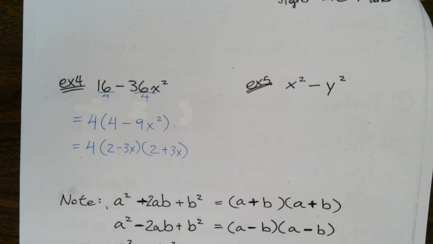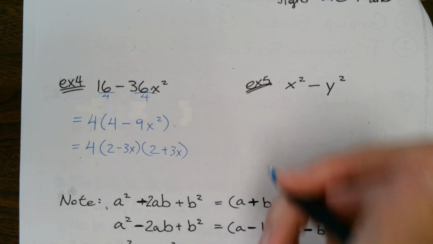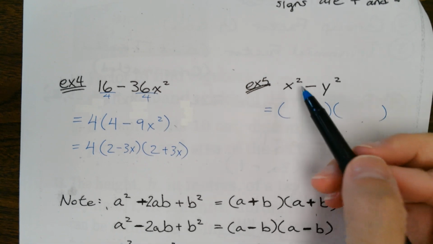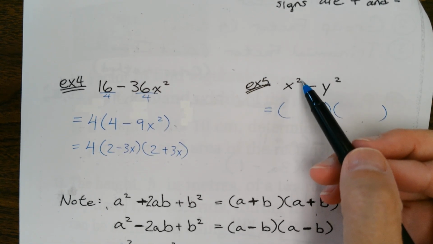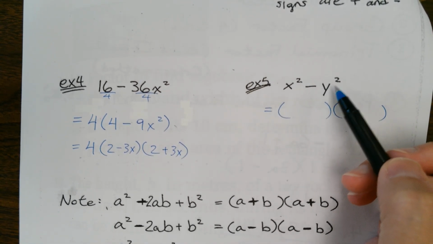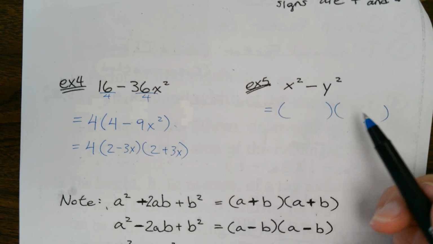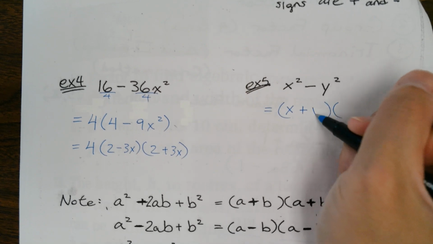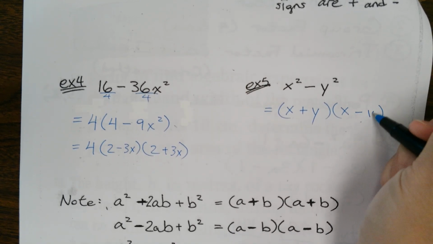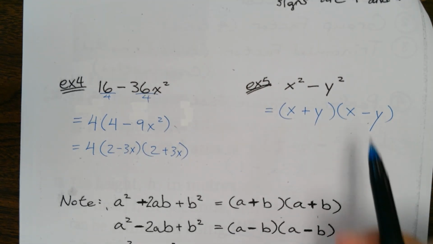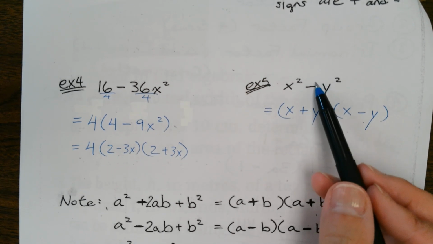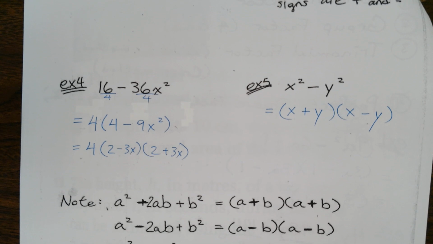Okay. Last example. No numbers. x squared is still a perfect square because it's x times x. y squared is still a perfect square because it's y times y. So what would I write in my two brackets? x plus y, x minus y. Yeah. So you would split it the same way. Split the x, so x and x. Split the y, y and y. Since there's no middle term, that means one is plus, one is minus.